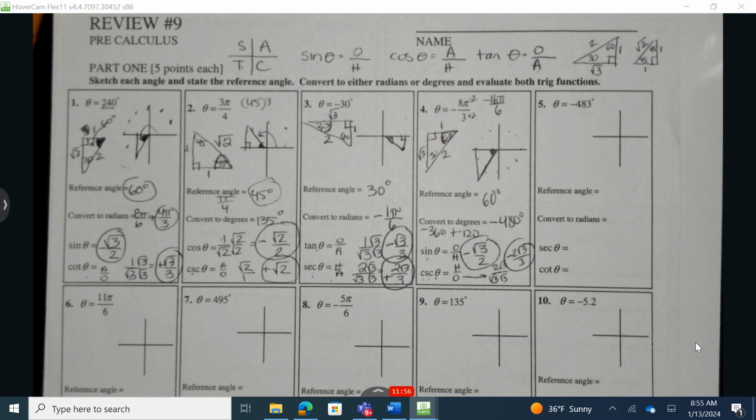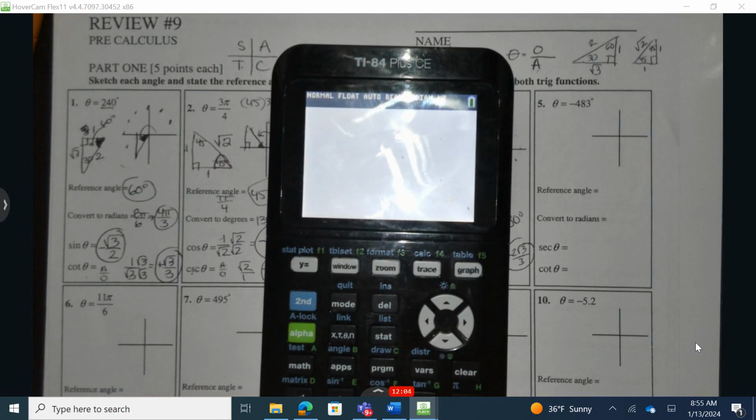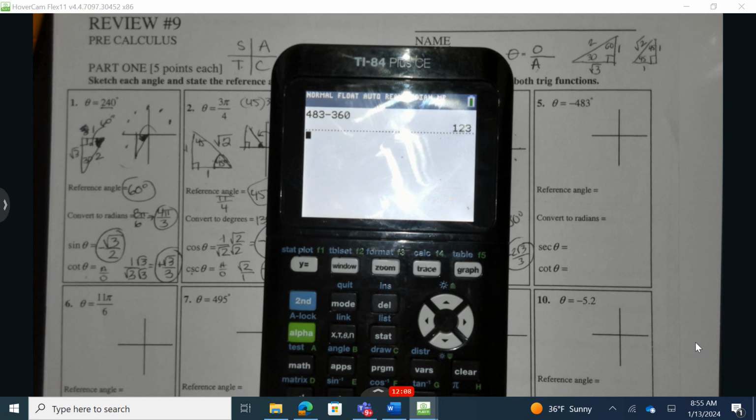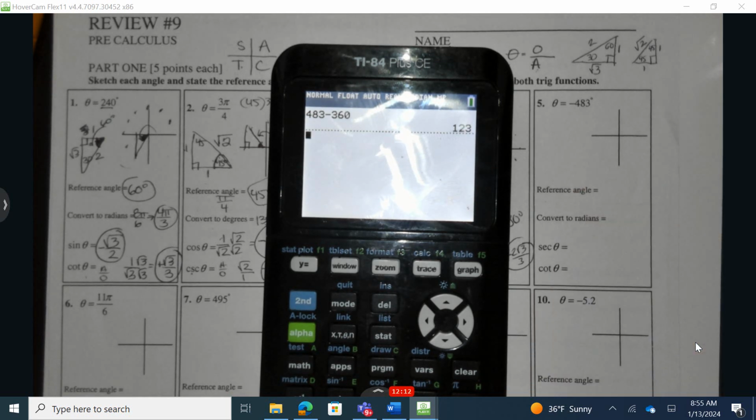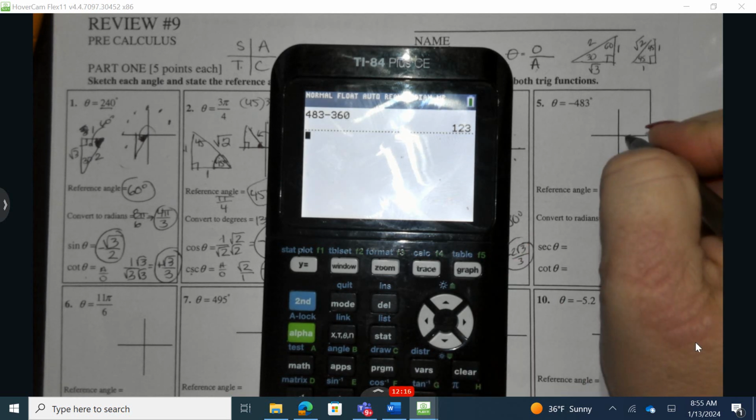Let's look at number 5. Number 5 is not one of the common angles. So I'm going to grab my calculator, and I'm going to take just a normal 483, and I'm going to subtract 360. So I want to do one revolution. I know it's going to be backwards, plus an additional 123 degrees.